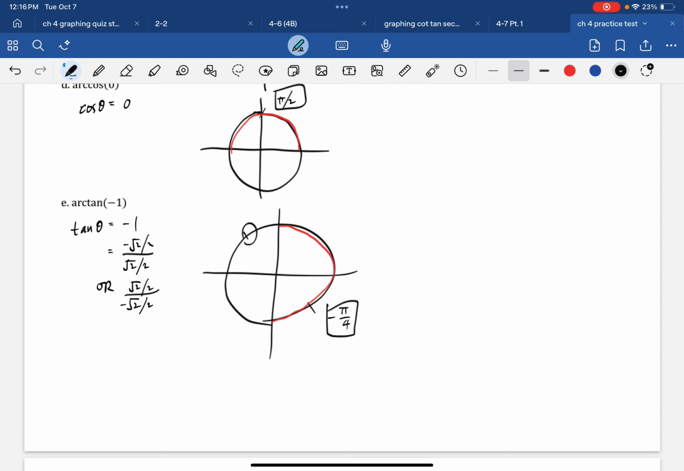So this point would be wrong. 3 pi over 4 is wrong. But this would also be wrong if you had written 7 pi over 4, which technically is also this point, but it lies outside the range of our arctangent function, which is negative pi over 2 to pi over 2. So these are wrong.